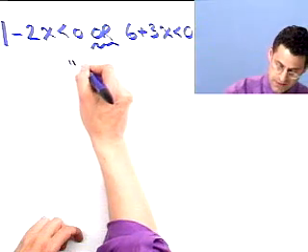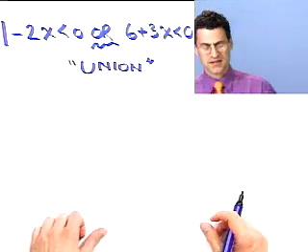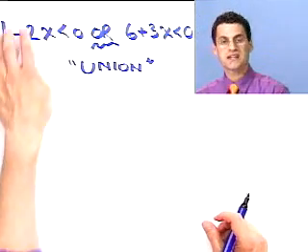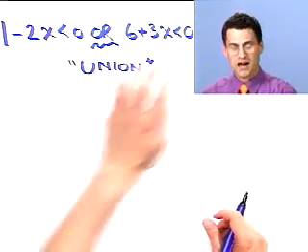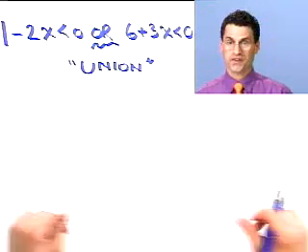Remember what an or means. Or means either x satisfies one or the other. The x doesn't have to satisfy both at the same time. And so we're looking for a union. So when you think of or, you should think of union. So how do you do this? Well, I'm going to solve this inequality for x, and then I'll solve this inequality for x, and I'll look on a number line and see what the solution is.